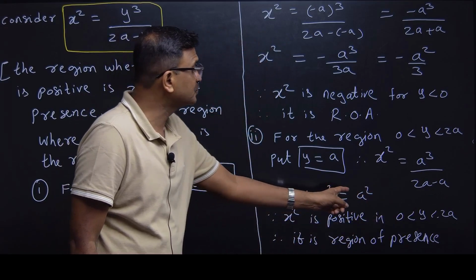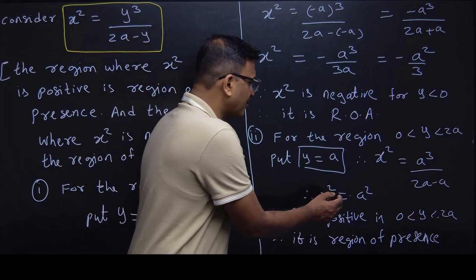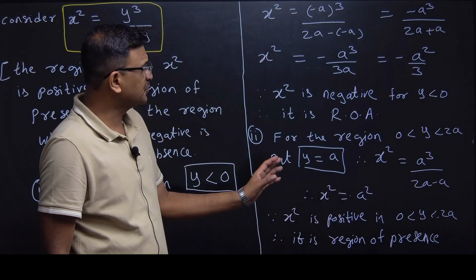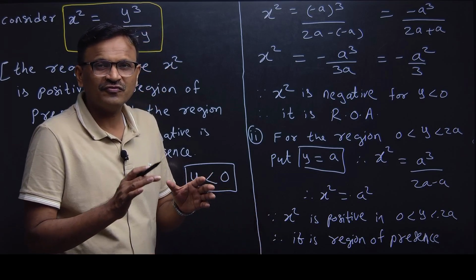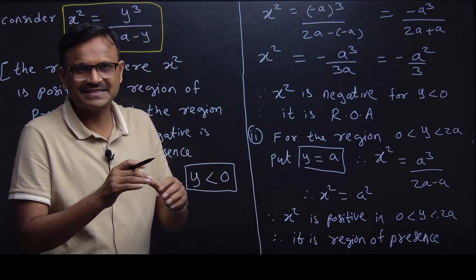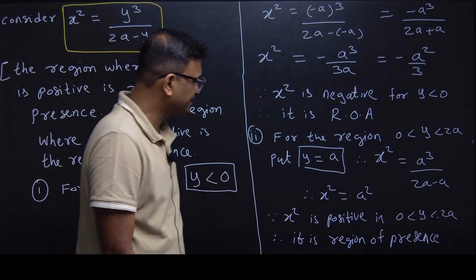X square is positive. See, our aim is checking whether it is plus or minus. It is positive. X square is positive in that region. It means it is the region of presence. That means the curve will exist. It is the region of existence for that curve.